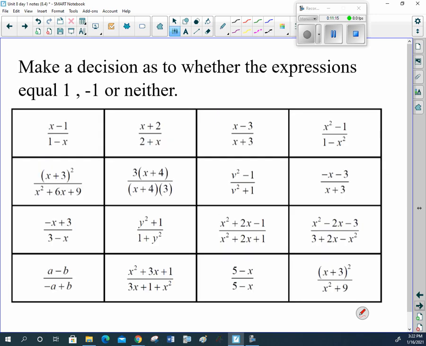So that's what we're going to do on this slide right here. We're going to see if we can tell just by looking at things. We can rearrange if we need to, but we kind of want to get to the idea. Can we look at it and tell if it's going to reduce to 1, negative 1, or neither?